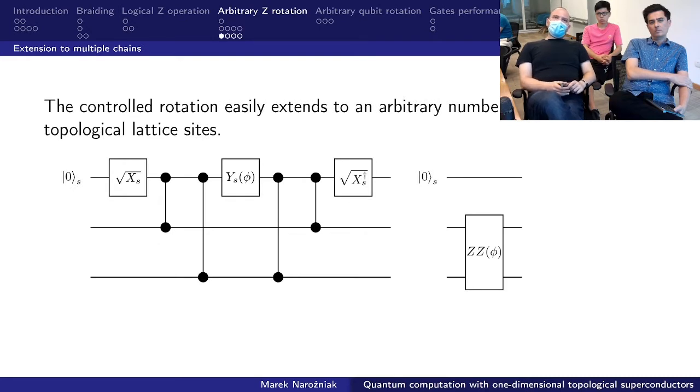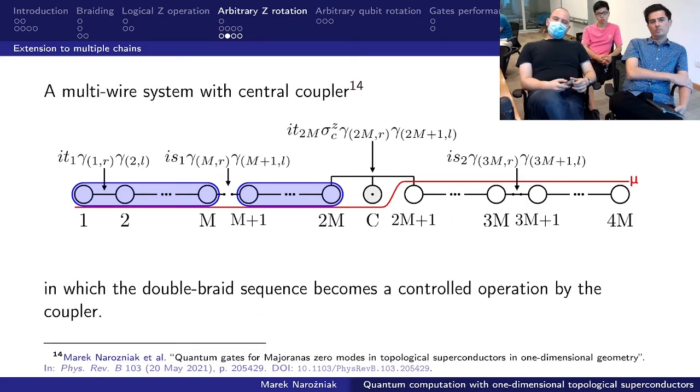And as it turns out, this protocol scales really well to an arbitrary number of qubits, because we can introduce one more logical qubit or even more of them, and by having more controlled Z operations, we can create an entangled gate in this way.